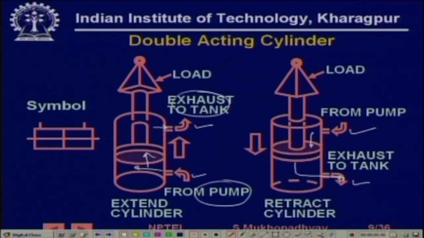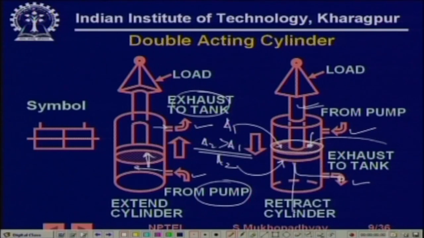Only one thing to note is that for the pressure required to move this, the cross-sectional areas are different on the two sides. This is called a single rod cylinder, where the rod to which the load is connected is only on one side. Therefore, this area is going to be less than this area, A1 and A2. So A2 is greater than A1. If you have a double rod cylinder, where you have a rod on this side also, then A2 may be equal to A1, or even A2 can be less than A1. So this is a very simple device.